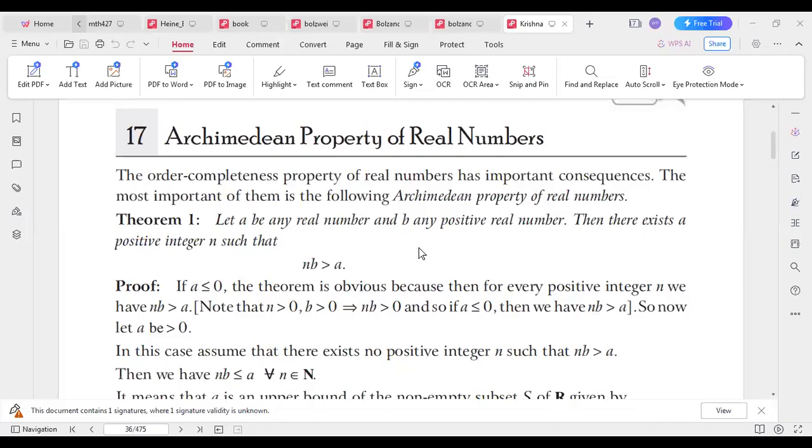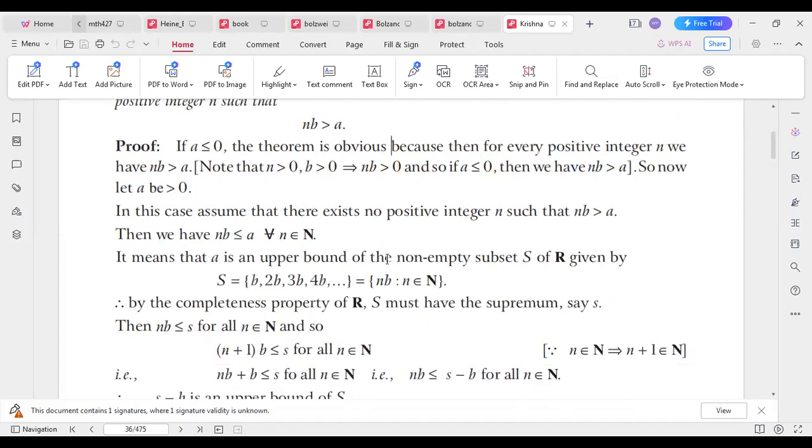So the Archimedean property of real numbers. The order completeness property of real numbers has important consequences. The most important of them is the following Archimedean property of real numbers. Let a be any real number and b any positive real number, then there exists a positive integer n such that nb is greater than a. So we can prove it easily.